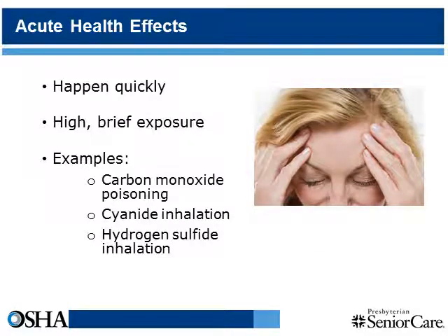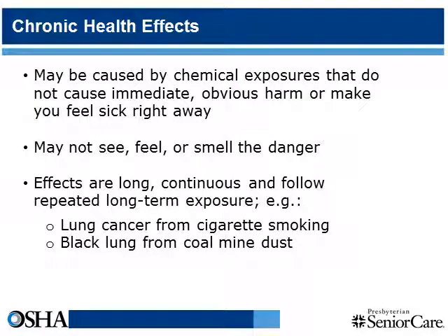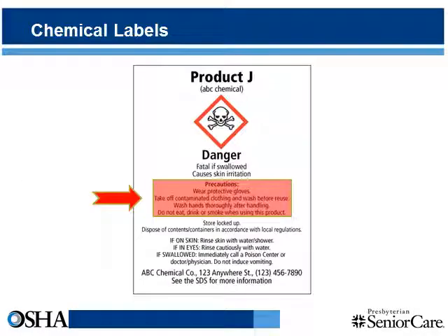Now, acute problems hit you right away, like carbon monoxide poisoning or swallowing other poisonous chemicals. Chronic effects aren't always so obvious. They may take a long time, years or decades, before you feel the effects. Cigarette smoking is an obvious chronic danger. Black lung is a chronic condition, as is asbestosis.